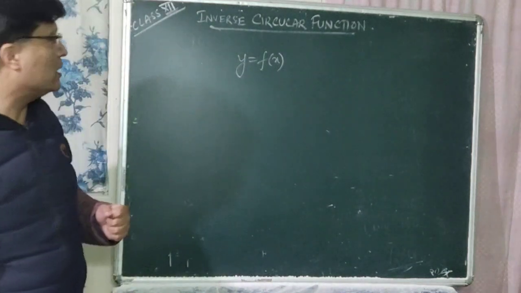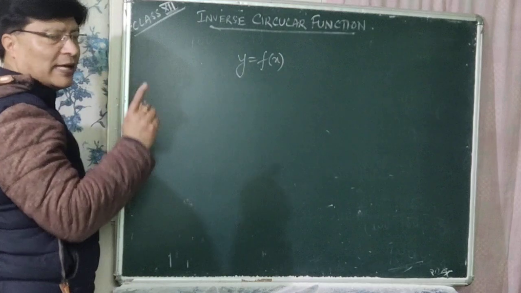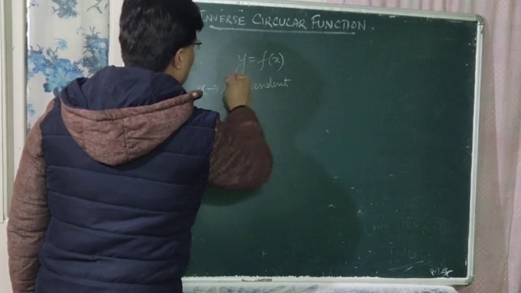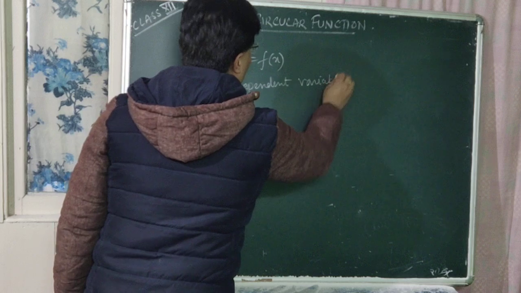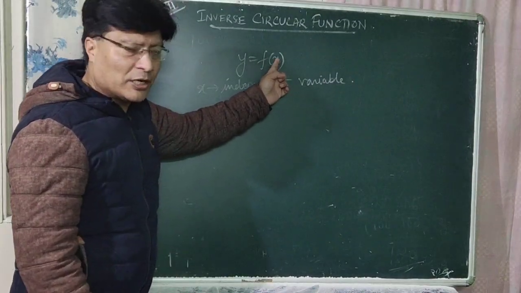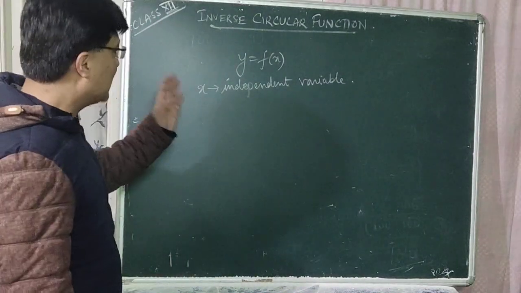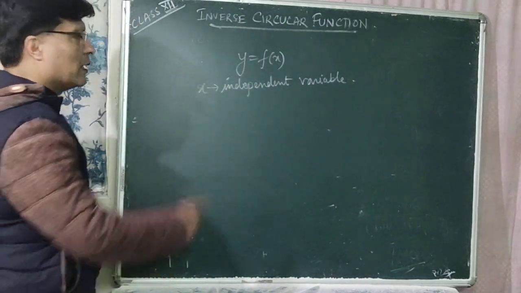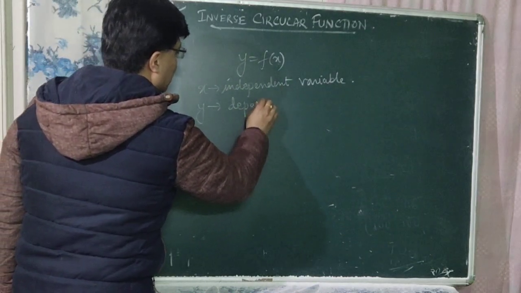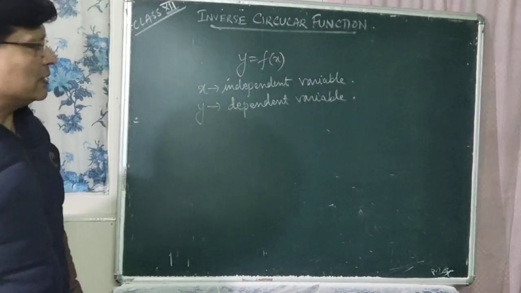The function of x is usually denoted by f of x. It is read as function of x. In this case x is known as the independent variable, because you can write any real values of x, and depending upon the value of x, you will get a definite and unique value of y. So here y is a function of x. That's why x is an independent variable, and depending upon the value of x, you can get the value of y. So y is a dependent variable.